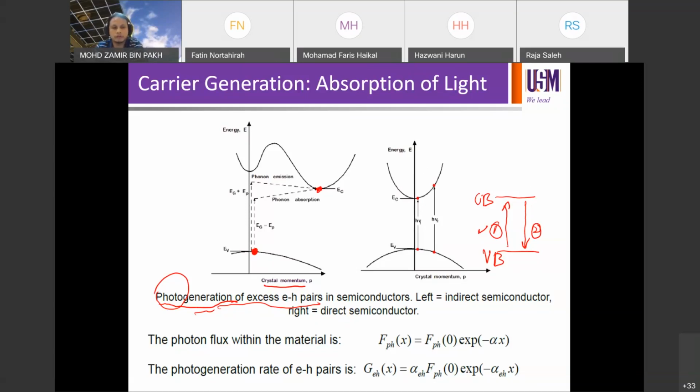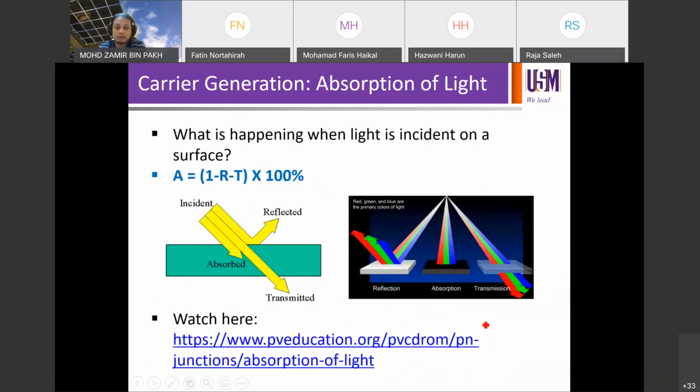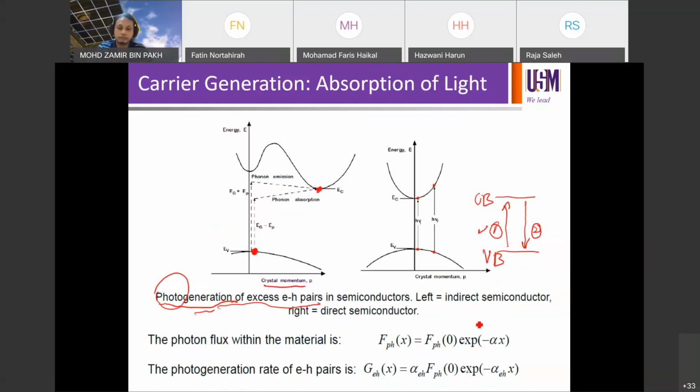So the photon flux within the material is given by Fx. Photon flux is equal to F0 times exponential of negative alpha x. Alpha here is the absorption coefficient, which we're going to see in the next slide, and x here is the depth into the material.